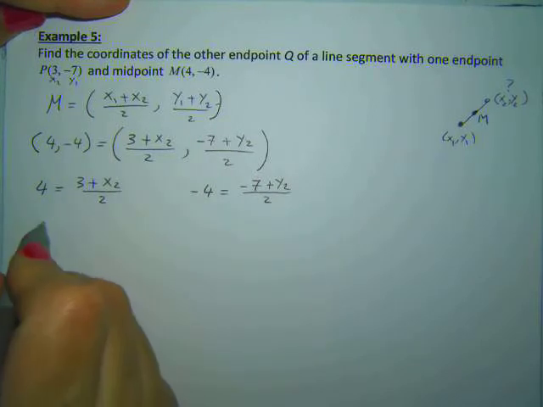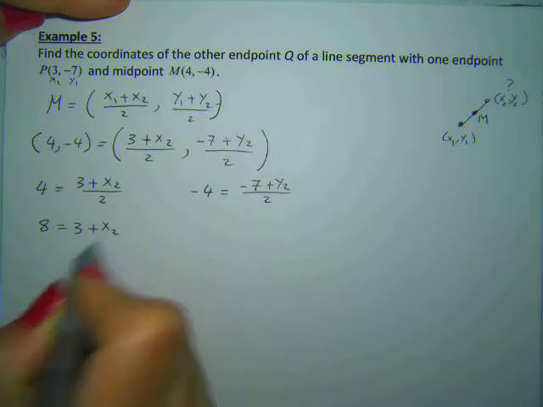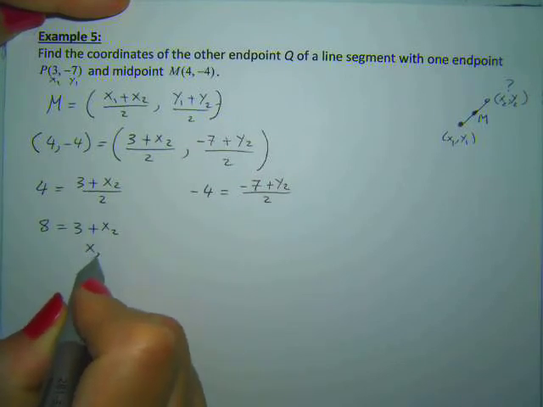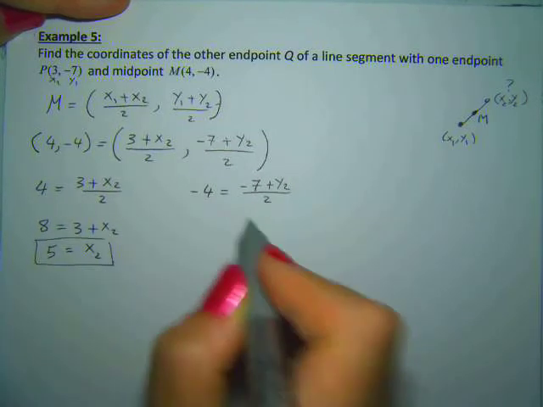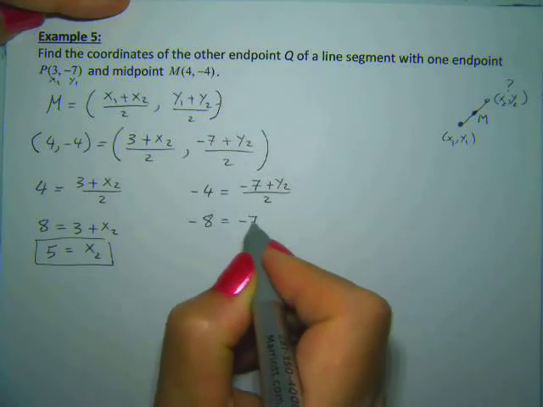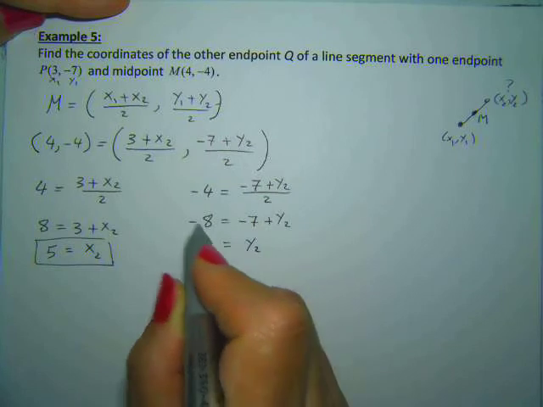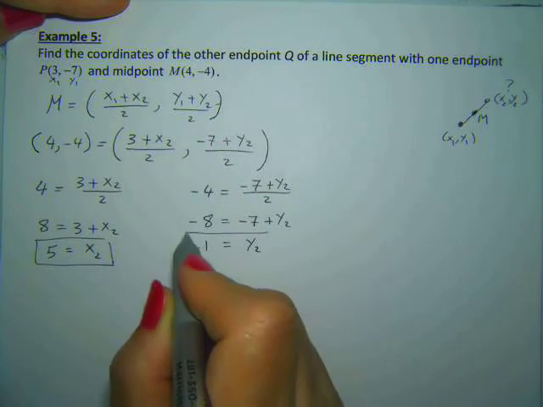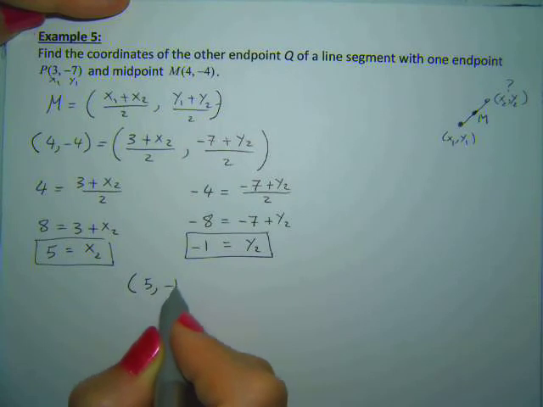Multiplying both sides by 2, we get 8 equals 3 plus x2, or x2 is equal to, subtract 3, 5. Multiply by 2, we get -8 equals -7 plus y2, or y2 is equal to, add 7, -1. So we found the point, which is (5, -1).